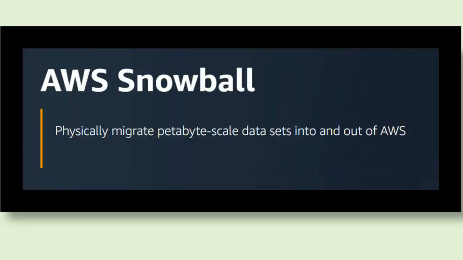With Snowball, you can physically migrate petabyte scale data sets into and out of Amazon Web Services easily. When you have a storage on AWS cloud and you have your data center or everything like that, be it compute, Elastic Beanstalk, or EC2 and other instances, along with your S3 storage data, you want to migrate from the cloud to any physical data storage, you could do so.